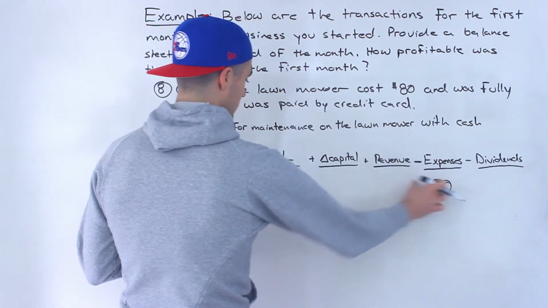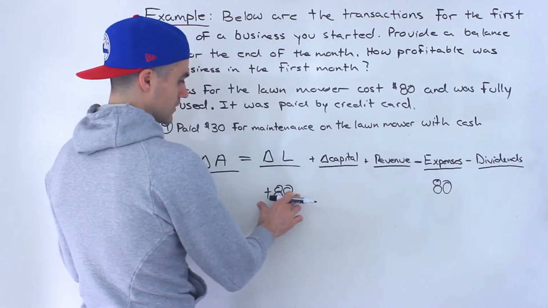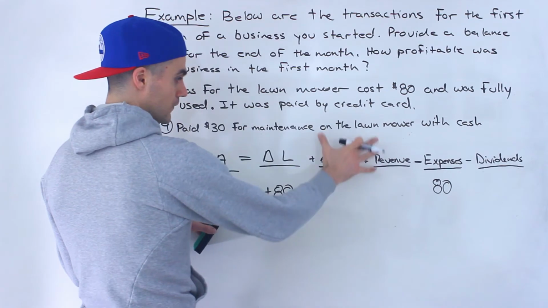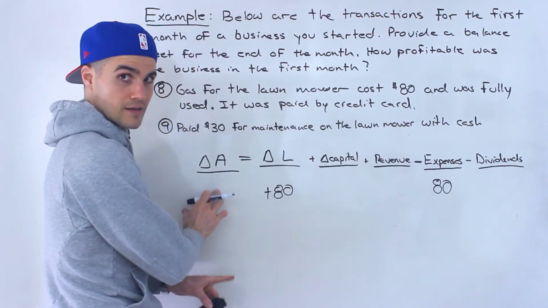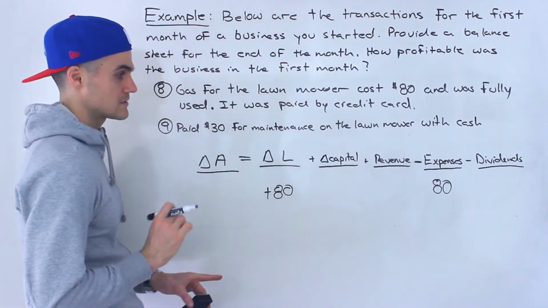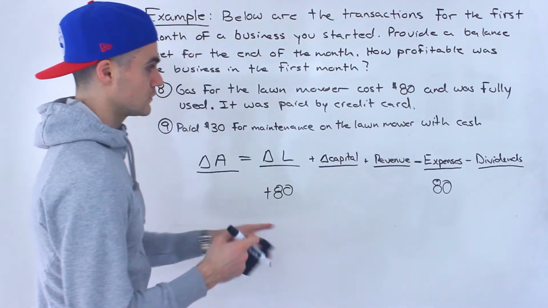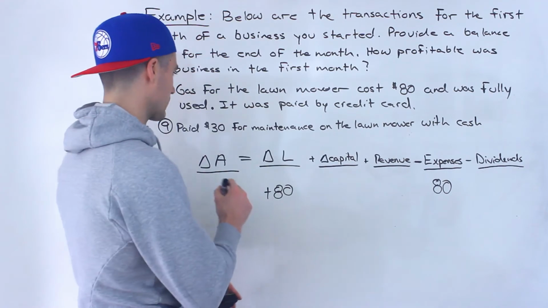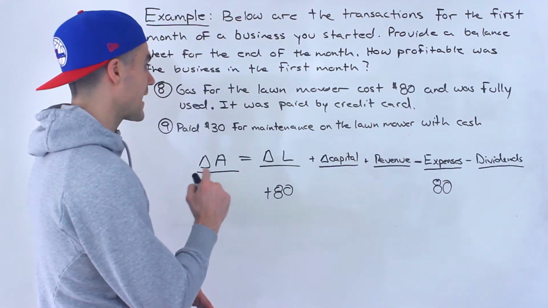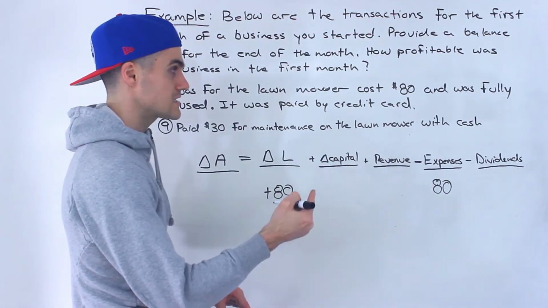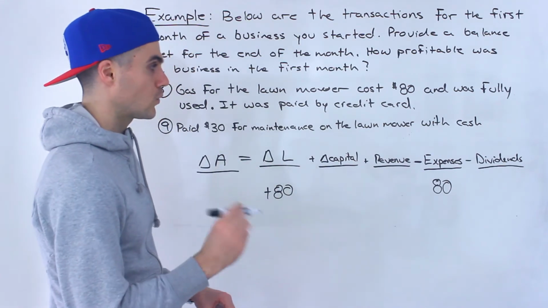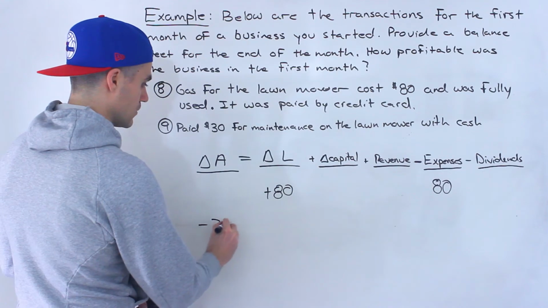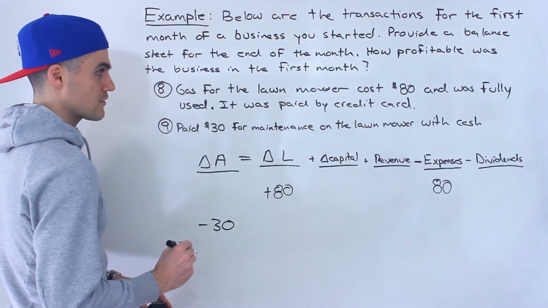So in that case, you would have 40, 40, and then 80, right? So you'd have 80 minus 40, which would give you 40 on the right side, and then you'd have 40 on the left side. So it would balance in that case as well. But because it was fully used, that full $80 is expensed. And then number 9, you paid $30 for maintenance on the lawnmower with cash. So the fact that you paid cash, we know our assets are going to go down by 30.